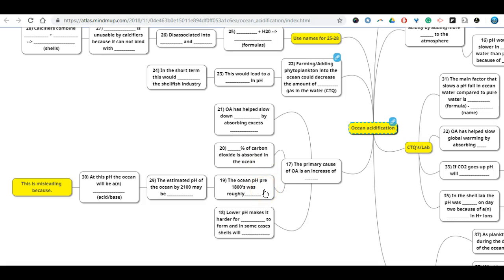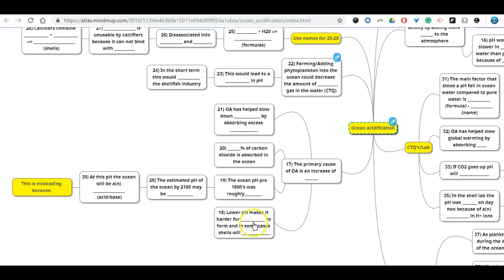Now, before the 1800s, the pH was under 8.2. Even if you said 8.2, you're fine. But we estimate that by 2100, that pH might change to 7.5. Again, this is a range. If you put anything between 7.2 to 7.8, totally fine. Over here, so that was number 29, big jump. But over here at number 18, lower pH makes it harder for shellfish to form, or you could put it's harder for shells to form.